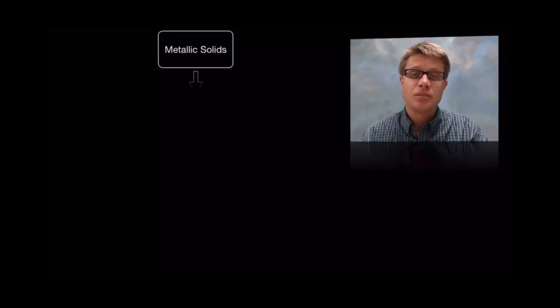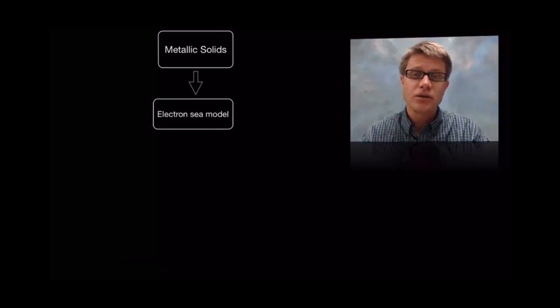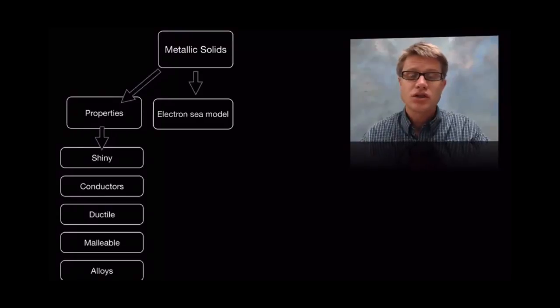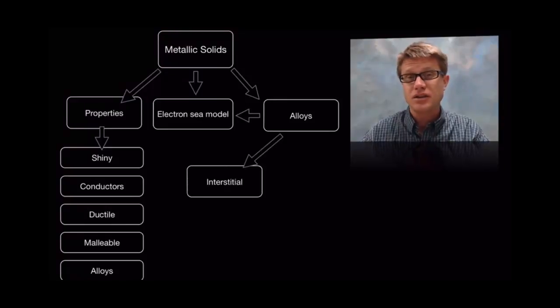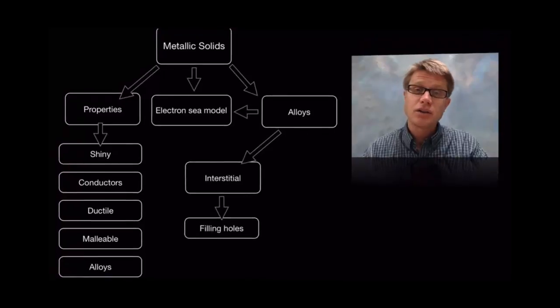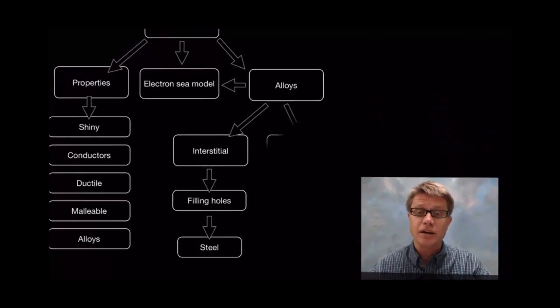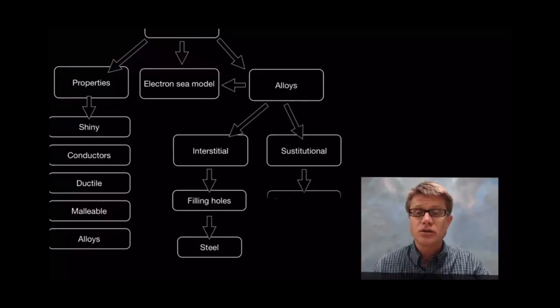And so metallic solids are built on this electron sea model, where all those electrons are free, able to move around, and that gives them lots of different properties. They're shiny, good conductors, they're ductile, they're malleable, and they can form these alloys. And that's all built on this idea that the electrons are free to move about. The alloys that they form still are going to show that electron sea model, and so they're still going to have those same properties. The alloys can be broken down into interstitial alloys, when we're actually filling holes in the middle itself with smaller atoms, or they could be substitutional. Substitutional is when we're going to replace one of the atoms in the metal with a different atom.